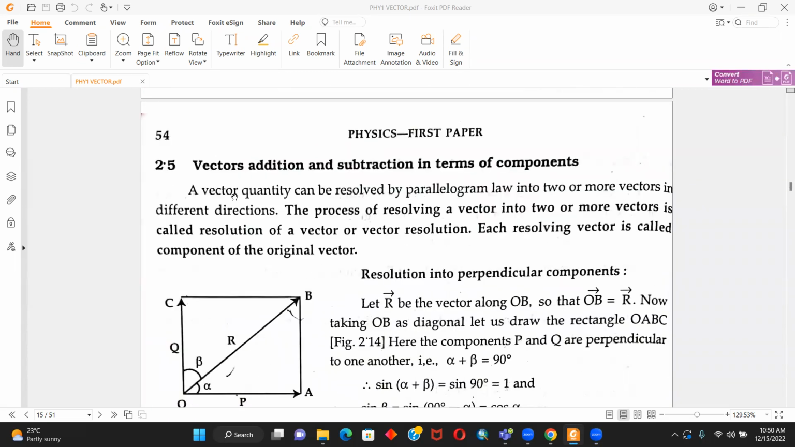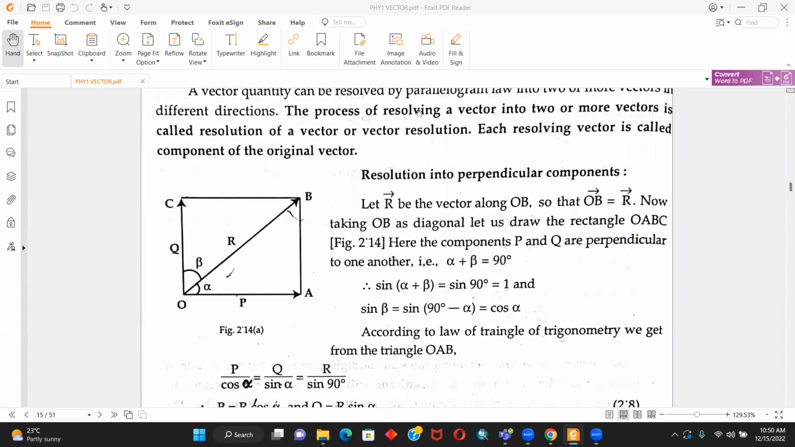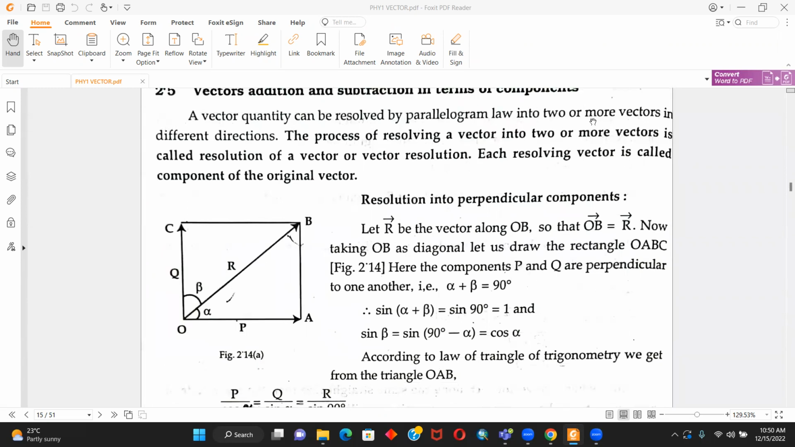Okay, see. So a vector quantity can be resolved by parallelogram law into two or more vectors in different directions. We have already read about that. Mostly we will work with two vectors. The process of resolving a vector into two or more vectors is called resolution of a vector. Like we have previously calculated the resultant of a vector, now we will have a resultant, and based on that, we will figure out the components, or we will resolve it.